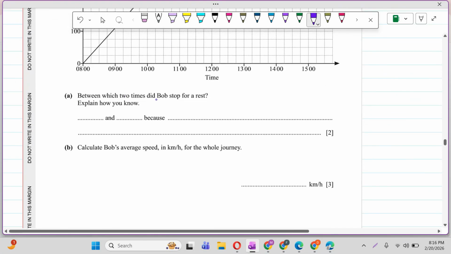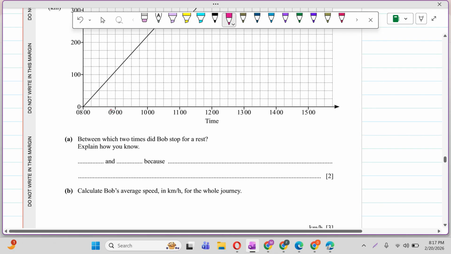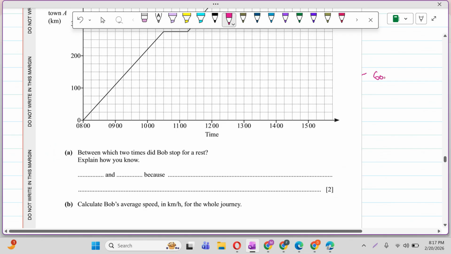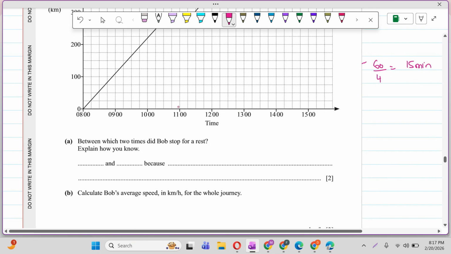Between which two times did Bob stop for a rest? Explain how you know. From 8 to 9, how many boxes do we have? 1, 2, 3, 4. So 60 minutes is divided into 4 units, because from 8 to 9 we have 60 minutes. So each box is 15 minutes. So this one is 8:15, this one is 8:30, this one is 8:45, and then 9.